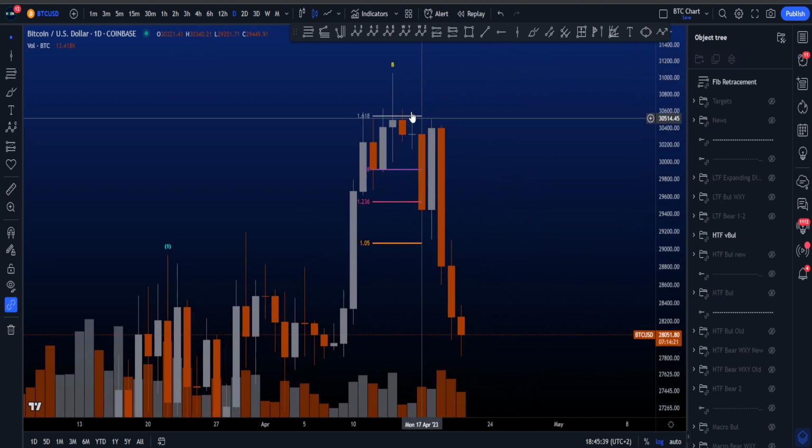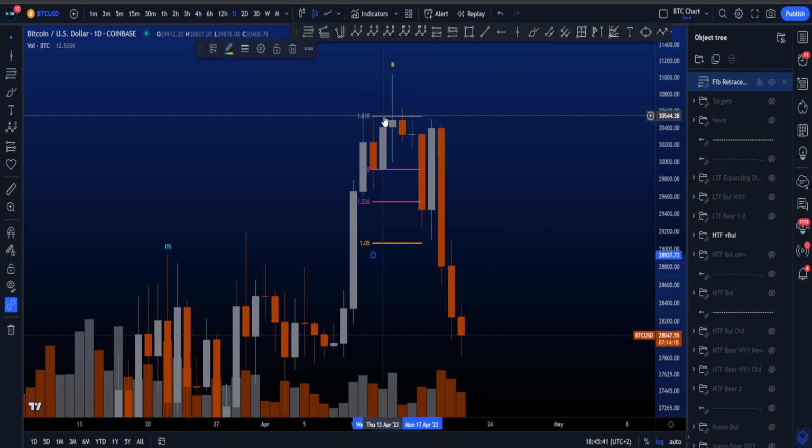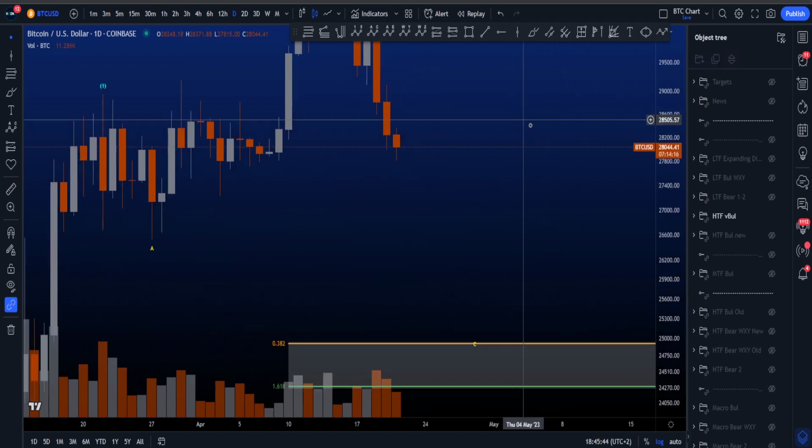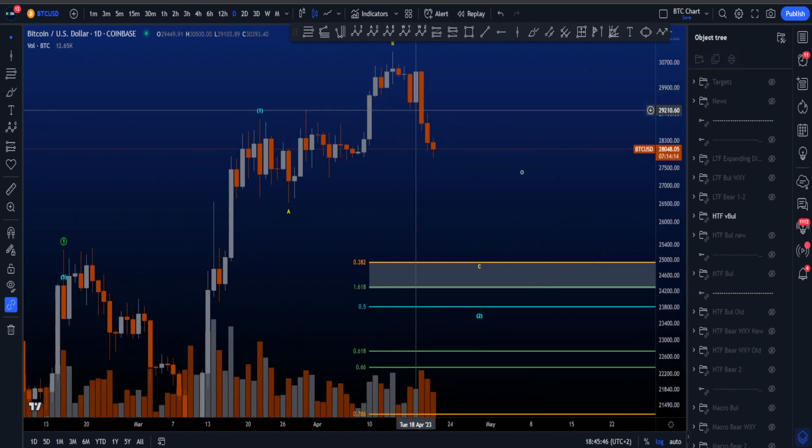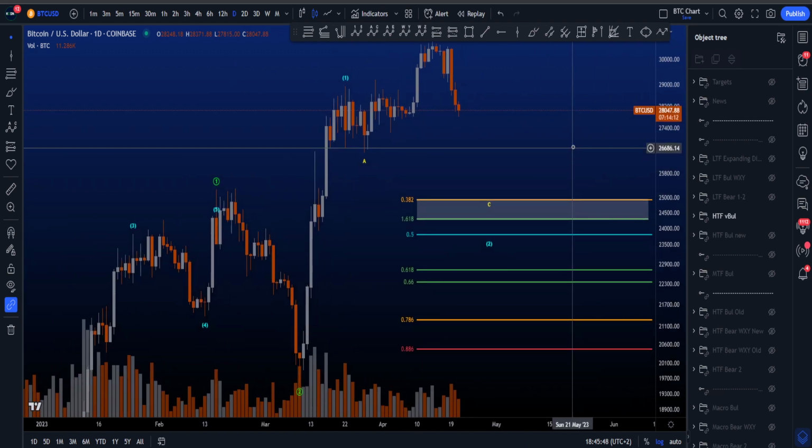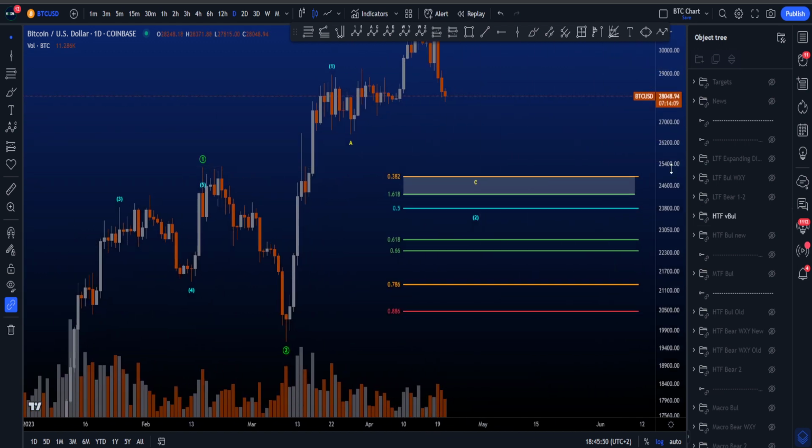No daily candle closed above the 1.618, which is exactly what you want to see on the higher time frame, for then potentially this to be a wave B for the rare target, then hitting the 1.618, and now a move C to the downside.